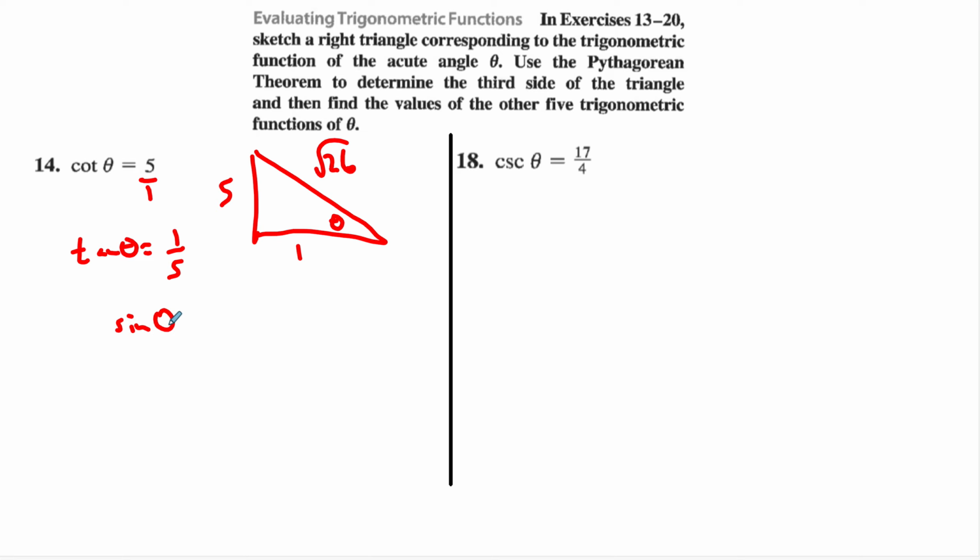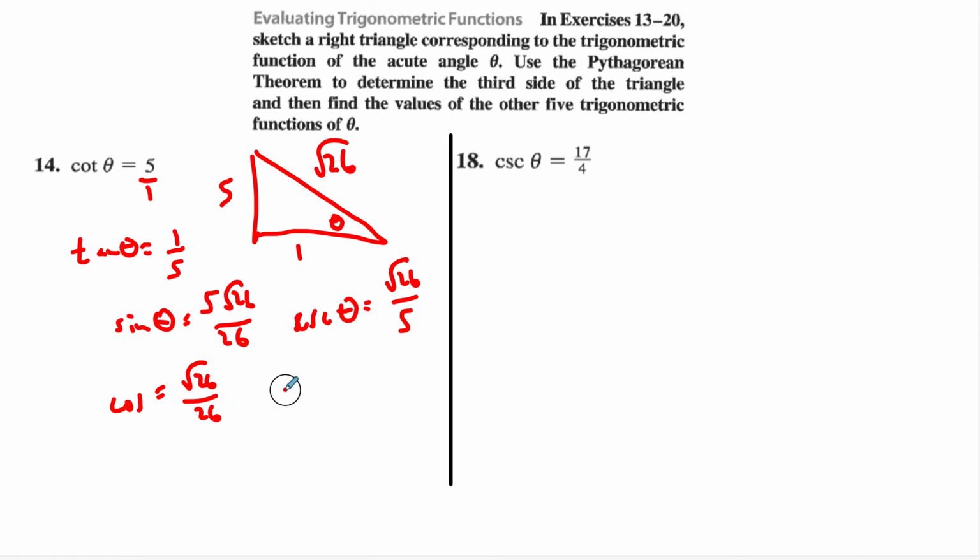The sine would be 5 over root 26, or 5 root 26 over 26. The cosecant would be the reciprocal, aka root 26 over 5. The cosine would be 1 over root 26, or root 26 over 26. And the secant would simply be root 26 over 1, or just root 26.